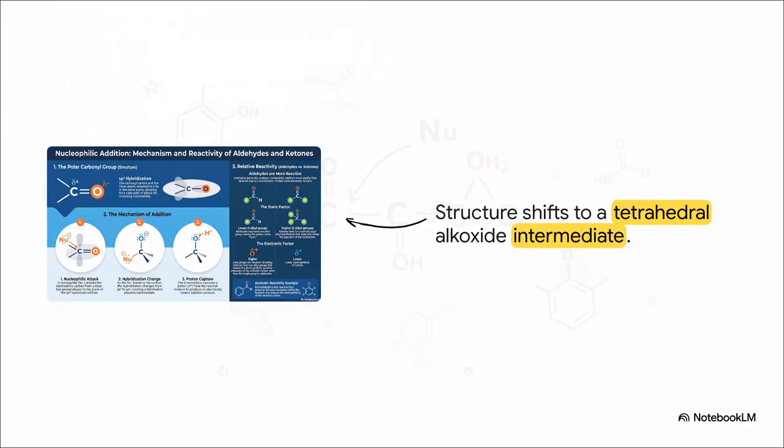The very second the nucleophile makes contact and bonds to the carbon, we trigger phase 2. The target molecule just can't stay flat anymore. As the new bond forms, the electrons from that carbon-oxygen double bond are forced entirely up onto the oxygen atom. This triggers a massive structural shift. The carbon fundamentally changes its geometry from that flat sp2 hybridization to sp3, popping up into a 3D pyramid shape. We call this a tetrahedral alkoxide intermediate. It's this critical midway point where it's holding a full negative charge on the oxygen.